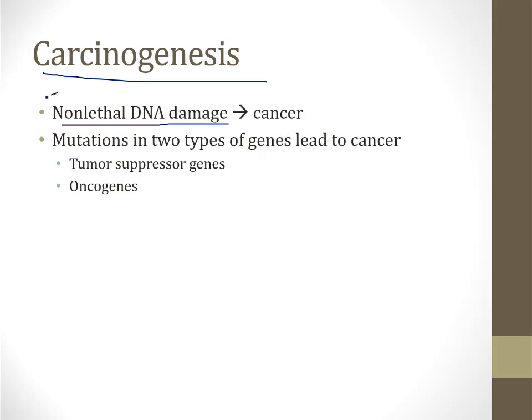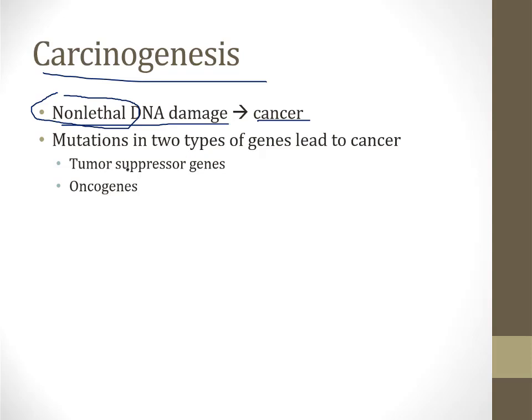But importantly, the damage must be non-lethal. As we talked about before, cancer cells are able to avoid death by apoptosis or by the immune system. So if a normal cell acquires some DNA damage that is lethal, then it won't become cancer. It must acquire non-lethal damage, and that can lead to cancer. And although there are many different genes that can lead to cancer, they are generally classified as one of two types.